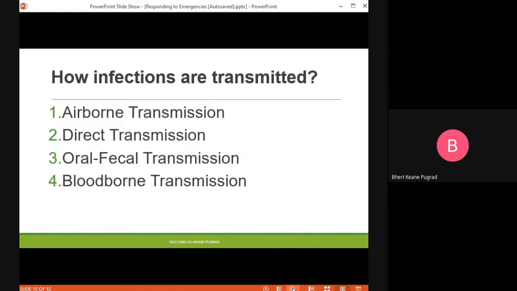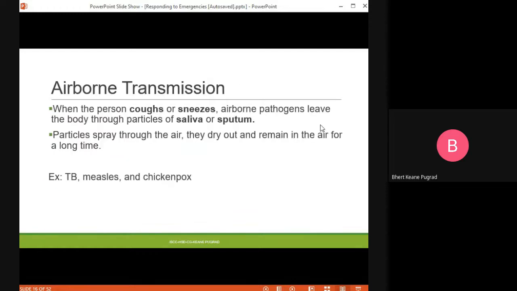So how infections are transmitted? Okay? So, in your mode of transmission, ito na ngayon, no? So, meron tayong tawag na airborne transmission. We have your direct transmission or your droplet. We have your oral fecal and your bloodborne. So, your airborne transmission occurs when a person cough or sneeze and the airborne pathogens are being released, no, in the atmosphere and it is being suspended in the air.